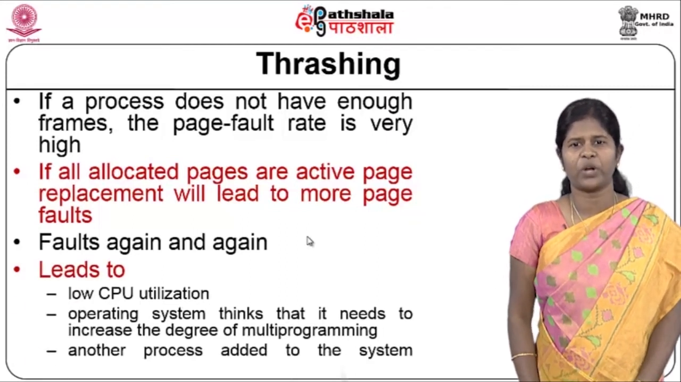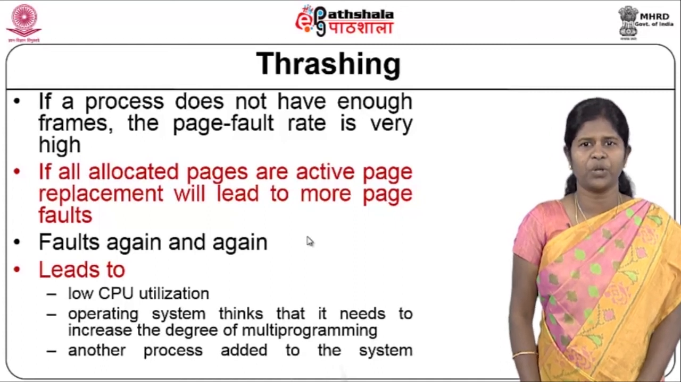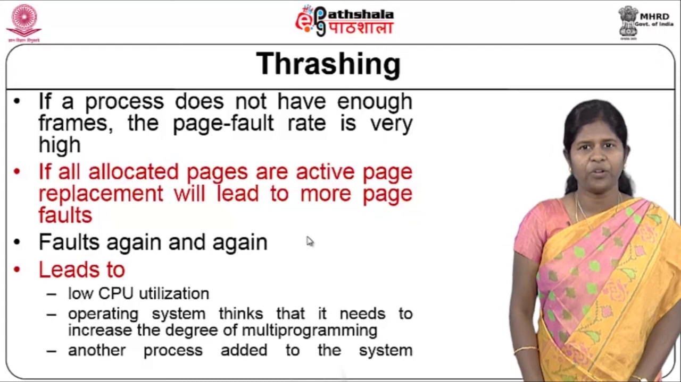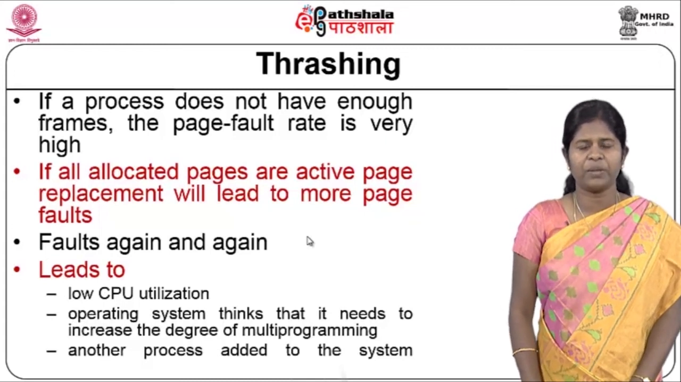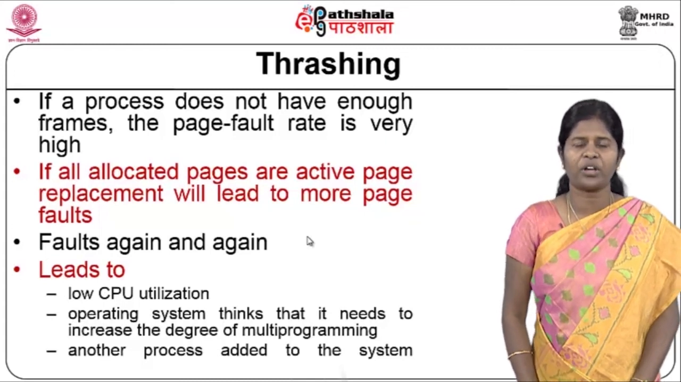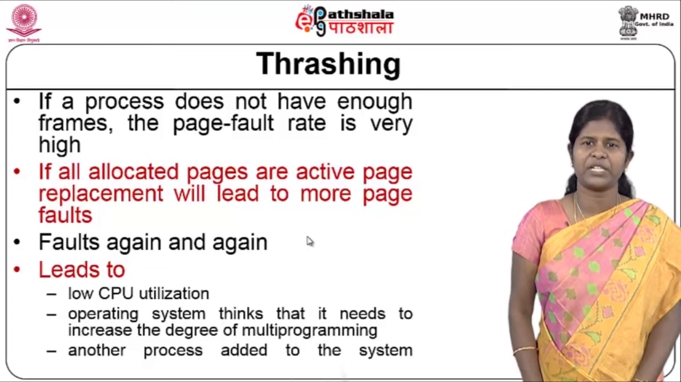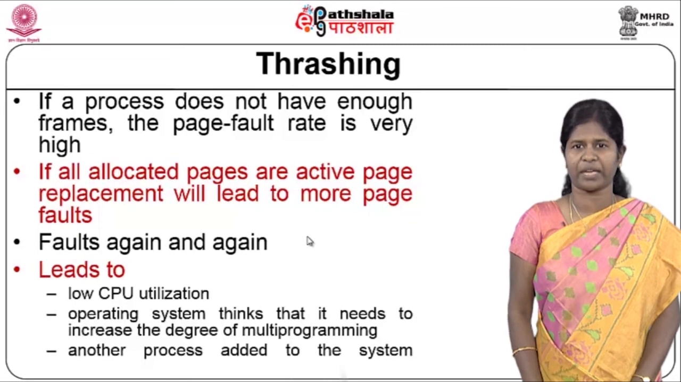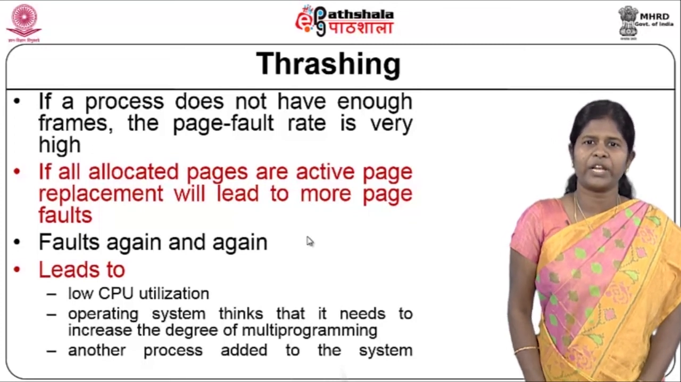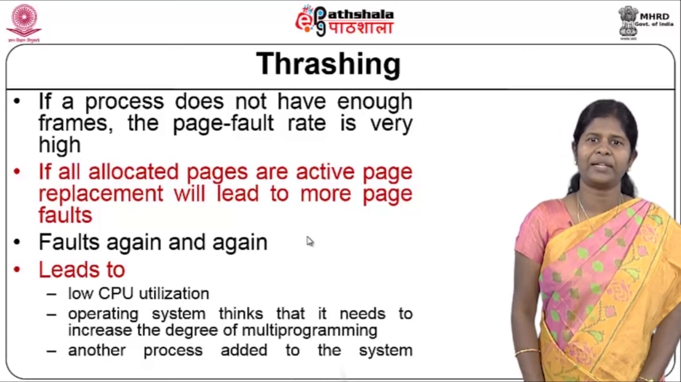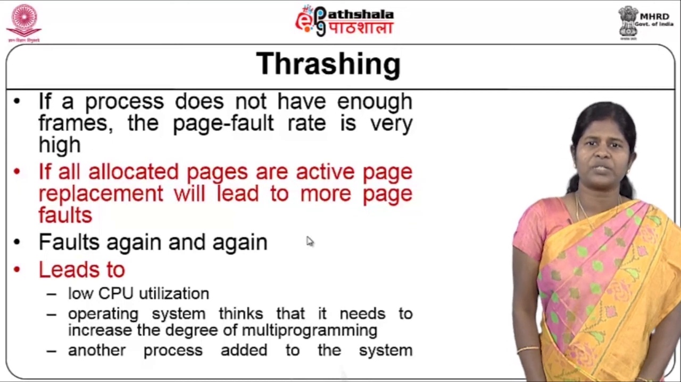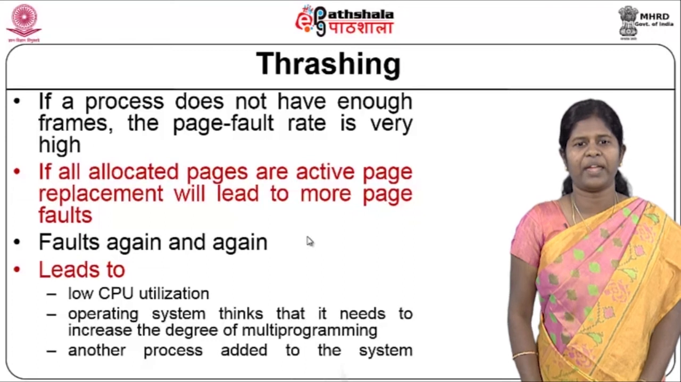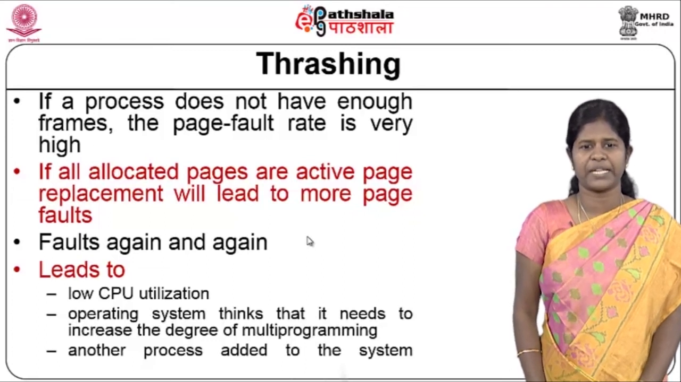So, because of this what happens? It will lead to low CPU utilization. Why low CPU utilization? When you have page faults, it will be necessary to bring the page from the secondary storage device into the main memory, and move something from the main memory to the secondary storage device, and that will require disk IO and take some amount of time to service the page faults, and hence the CPU utilization becomes less.